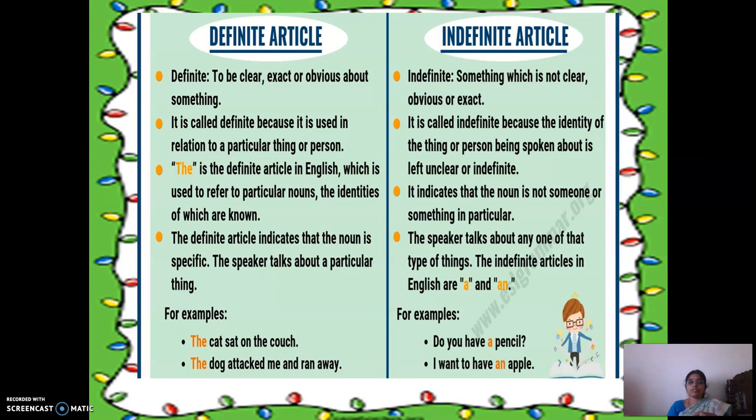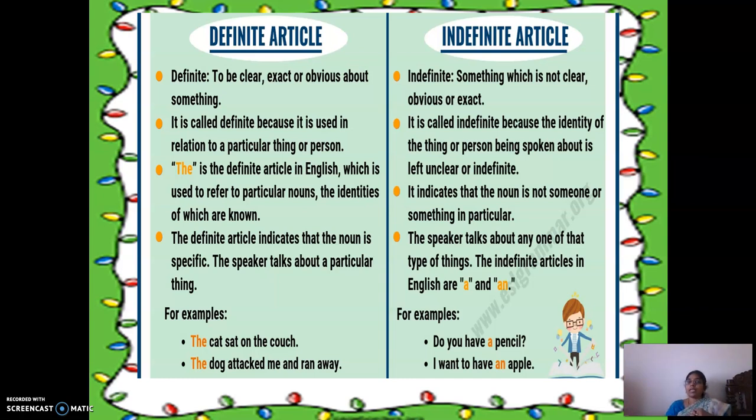It is used to refer particular ones, the identities of which are known. The definite article indicates that the noun is specific. The speaker talks about a particular thing. So, example, the cat sat on the couch. The dog attacked me and ran away. The cat, the dog. Right?